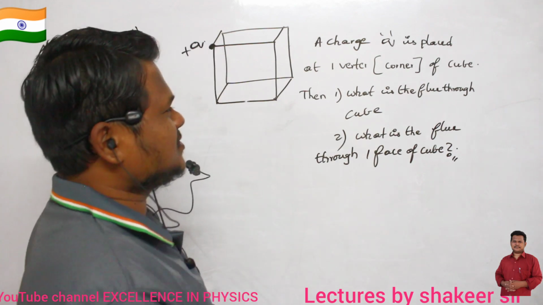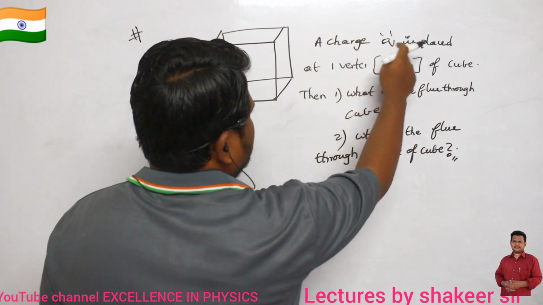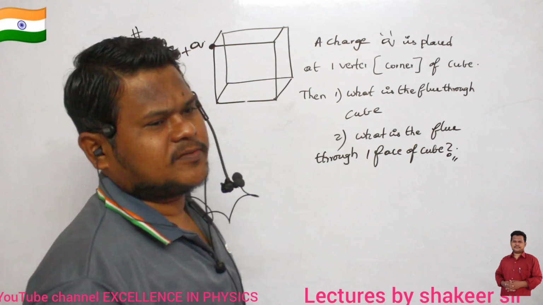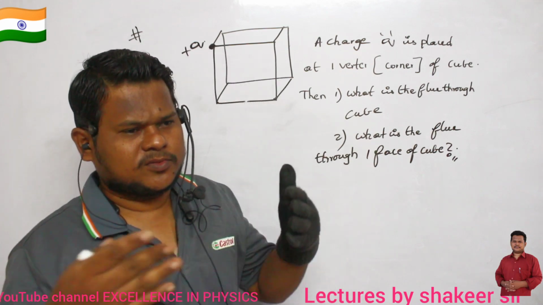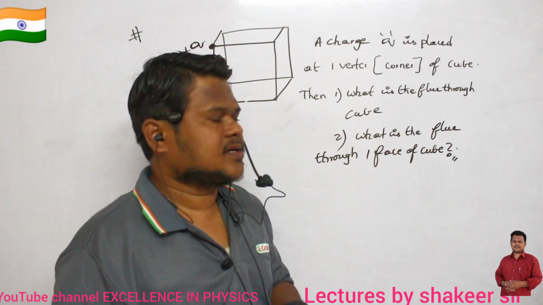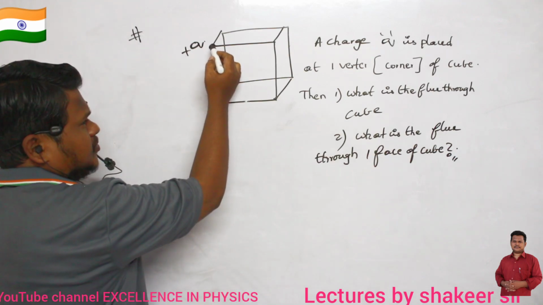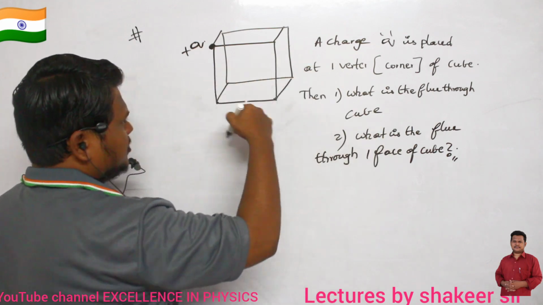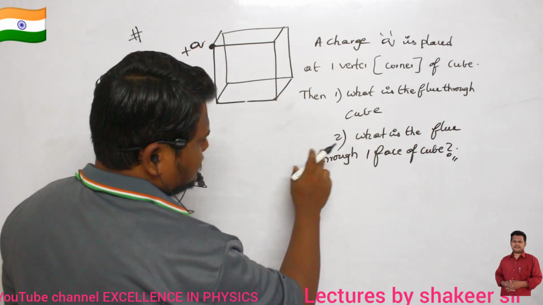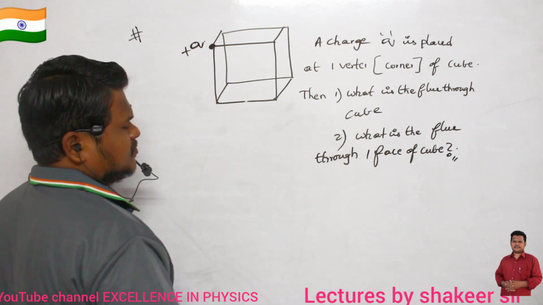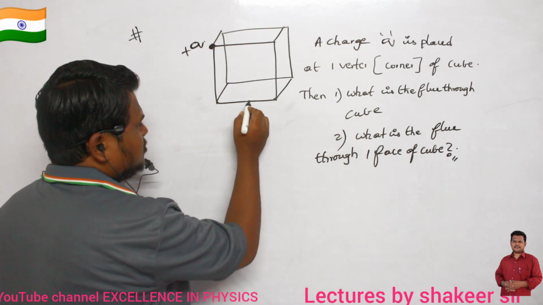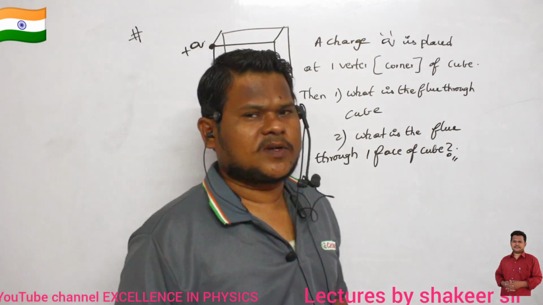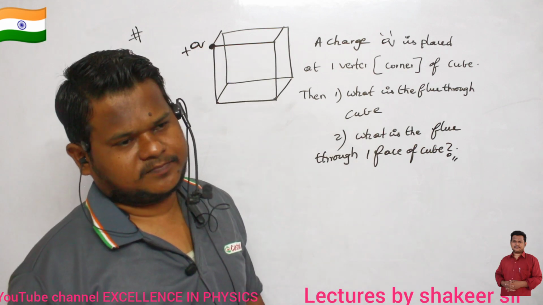See, have you understood this question? A charge Q is placed at one vertex of a cube. What is meant by one vertex of a cube? The point where two sides meet. That is called a vertex point or one corner of a cube. Clear? First question: what is the flux coming out of the total cube? Second question: what is the flux coming out of one face of the cube? That is the question. So a cube has 6 faces, no?